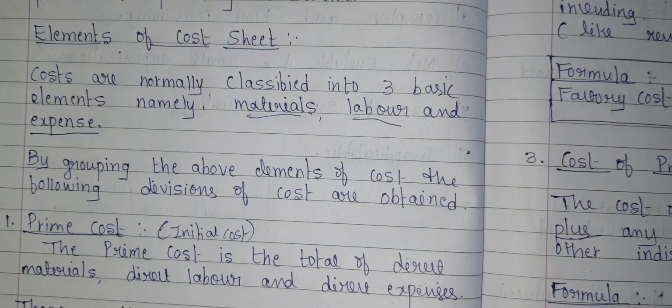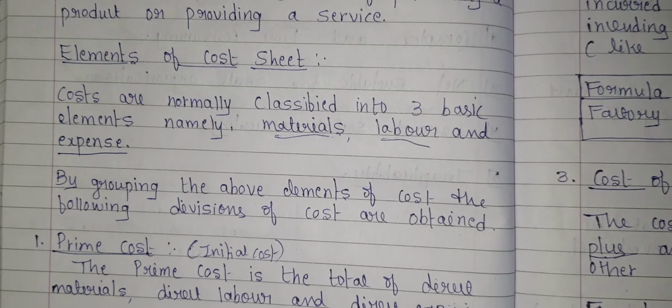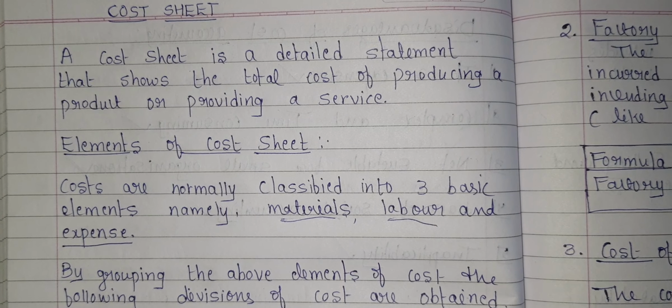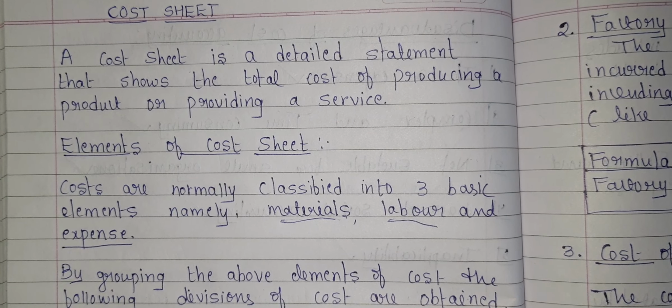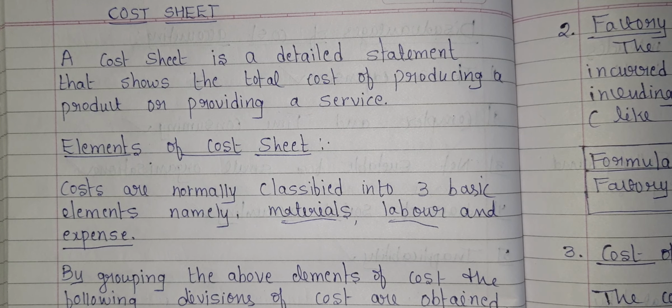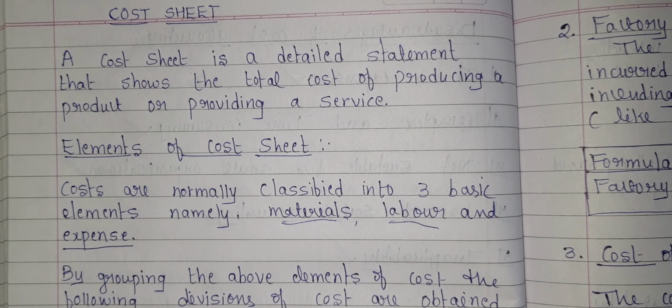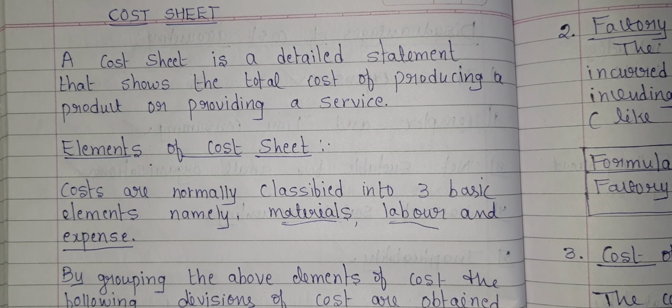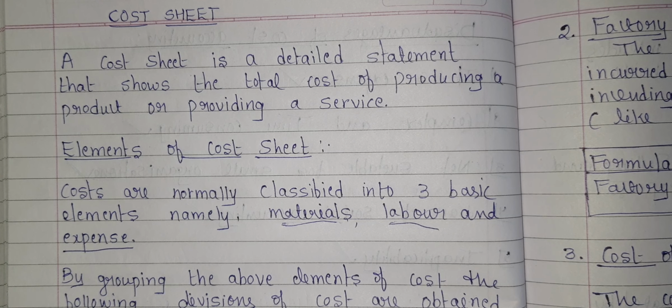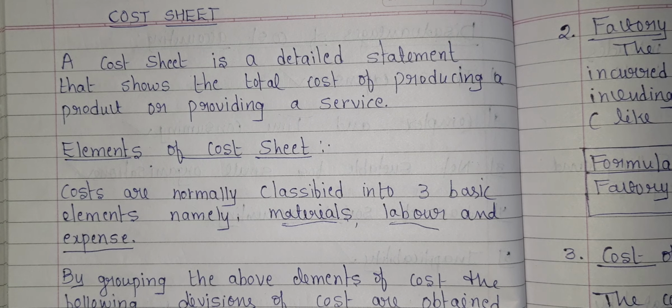So cost sheet helps to show the total cost of producing a product or providing a service. Okay, before watching this class, please watch my previous video on the elements of cost. In that video, I explained direct material, direct labor, direct expenses, factory overheads, administrative expenses and selling and distribution expenses. Once you have watched that video, then proceed with this class. Only then will you be able to properly understand what a cost sheet is.